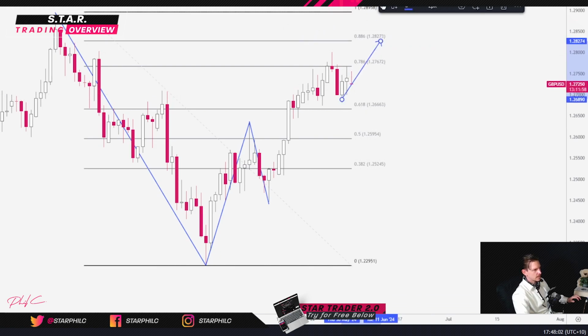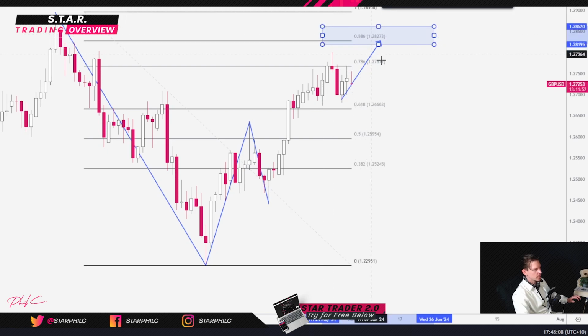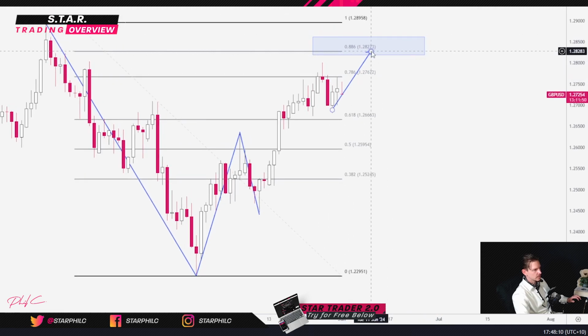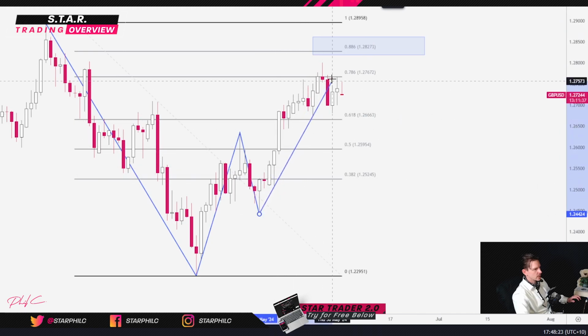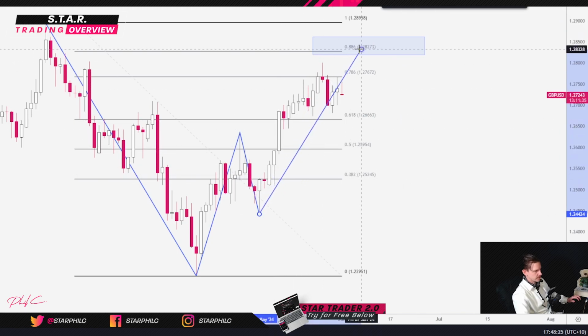If we can get another directional move up into the 886, this is where we are going to sell the market. Okay, so if we get another bullish move all the way up here, we're going to sell all the way down into double targets. This is criteria 3. We need a move all the way up into an 886.